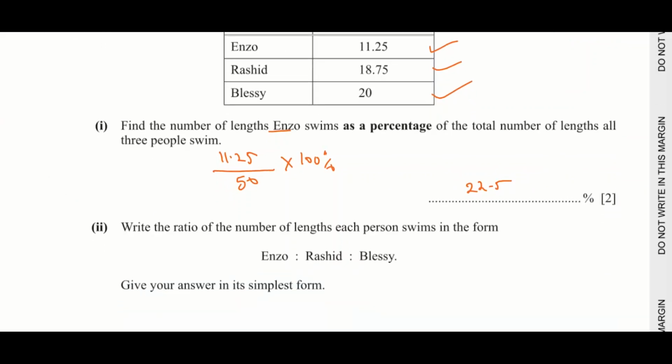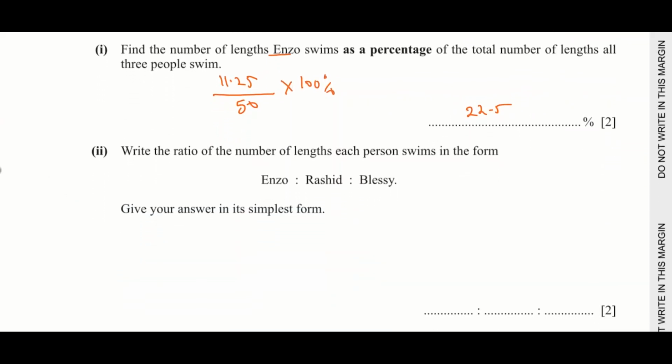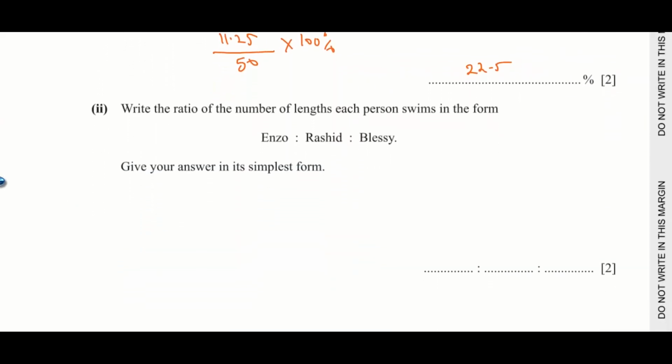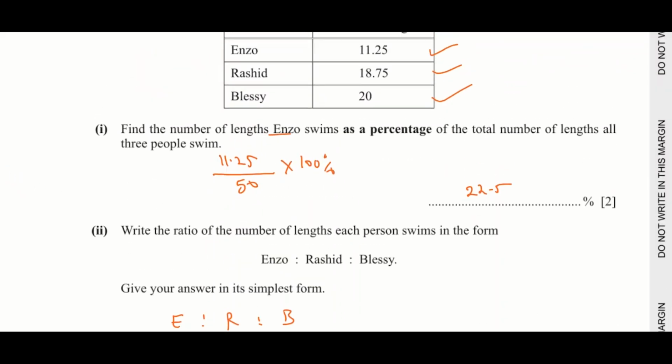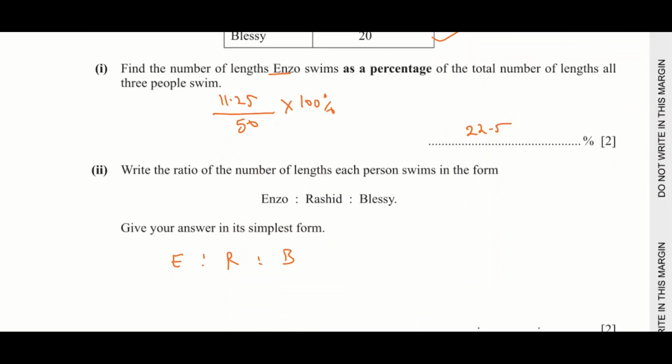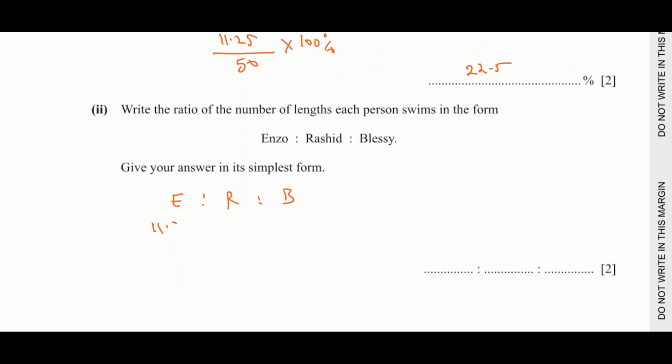So round figure 2, write the ratio of the number of lengths each person swam in the form this ratio. Let E be for Enzo, R for Rashid, B for Blessing. Their swimming lengths are up there, so I can just write 11.25, then 18.75, and this one is 20.